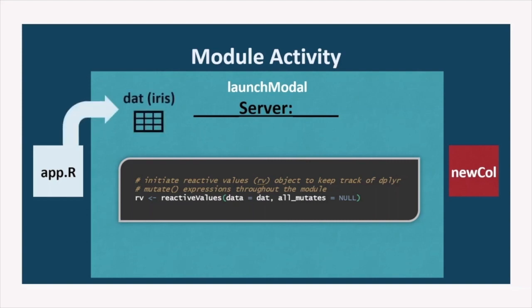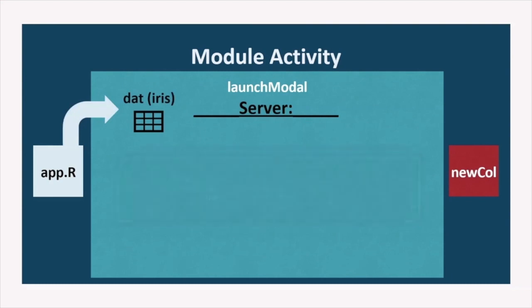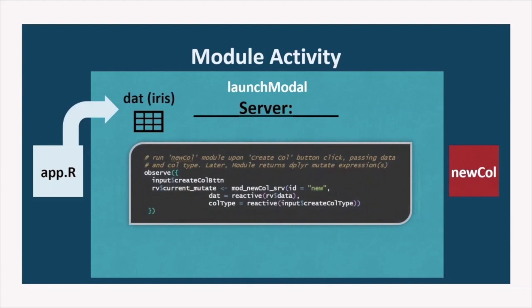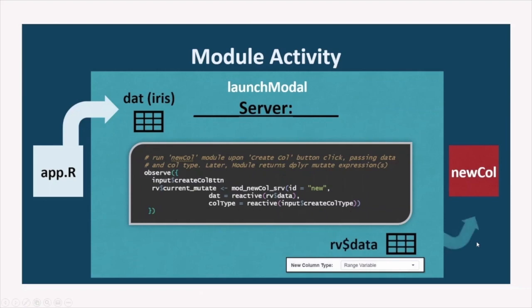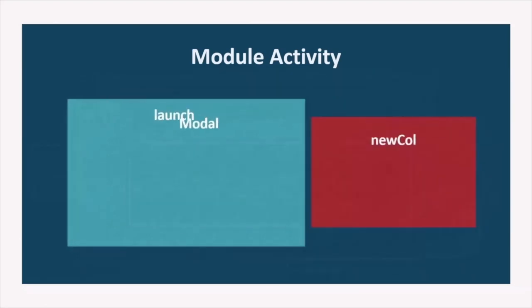Okay, so it's getting past the data set, and you can see we're putting that right into the reactive values object. And then we're simply going to call the new call module, and we're going to give it two things: the same data set, so the iris data set, and then we're going to pass along the column type. All right, so let's pass those on to new call and see what we do with them.